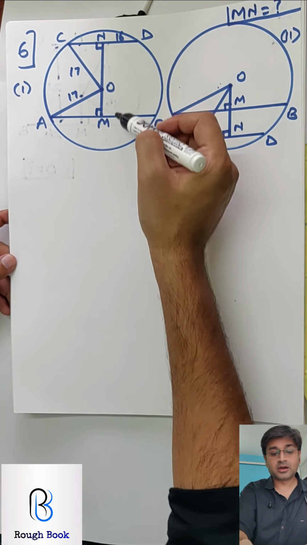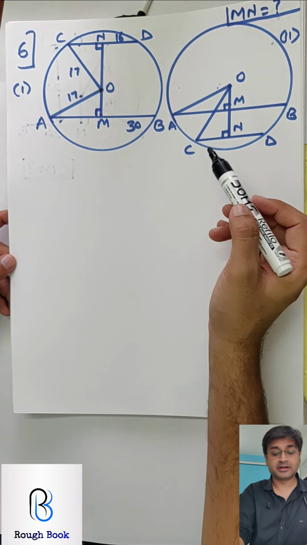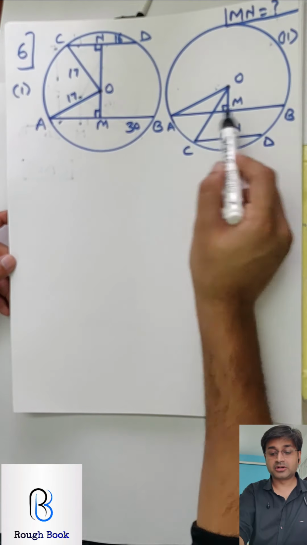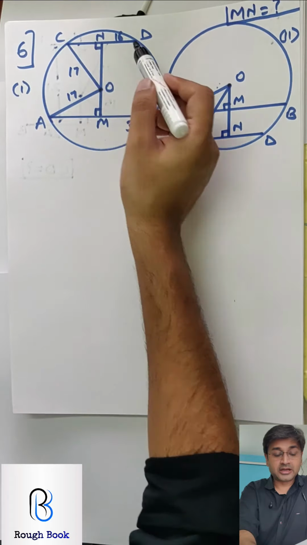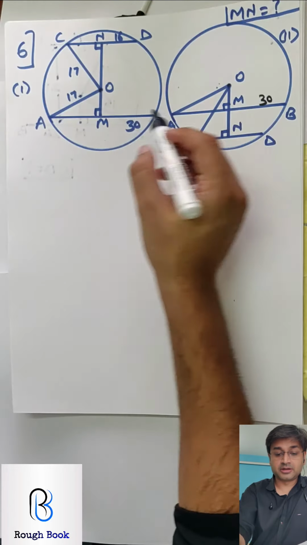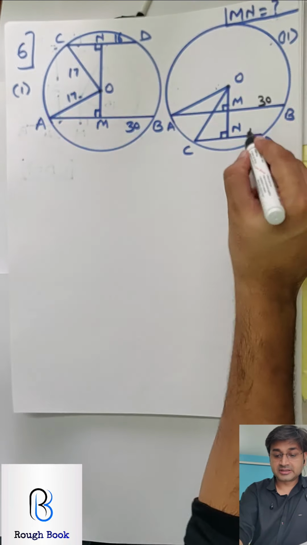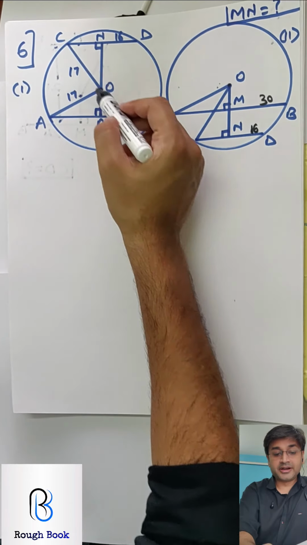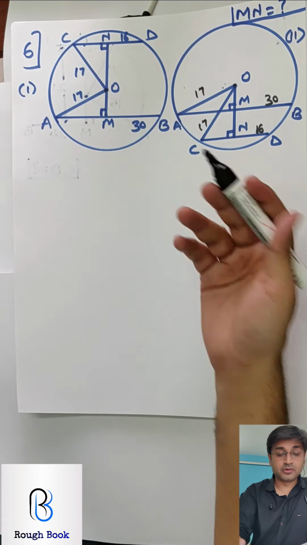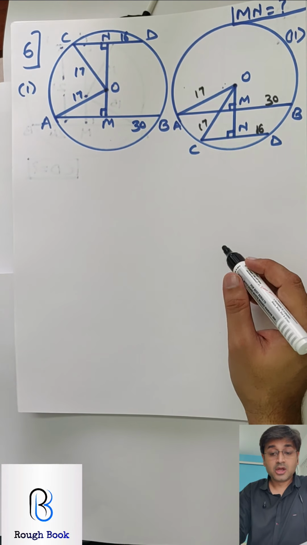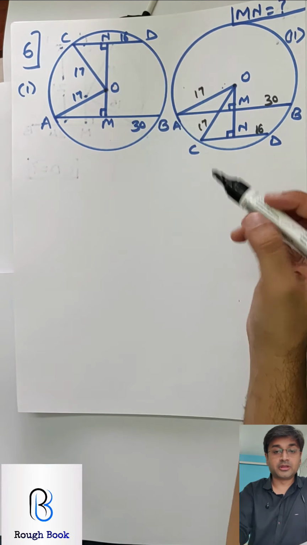Case 1, they say when the chords are on the opposite side of the center. Case 2, they say when the chords are on the same side of the center. Now what's the case? The two chords are being given, first one 30 and the other one 16. The radius is given to you as 17. So OA, OC both are radii, so 17. Your question is find the distance between the two chords.